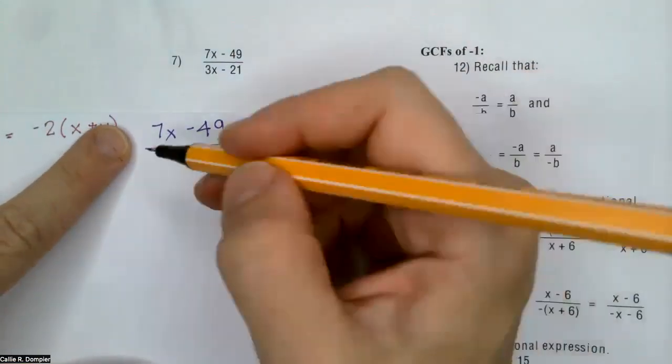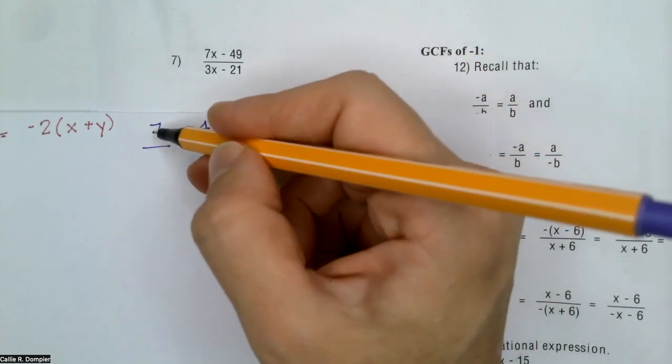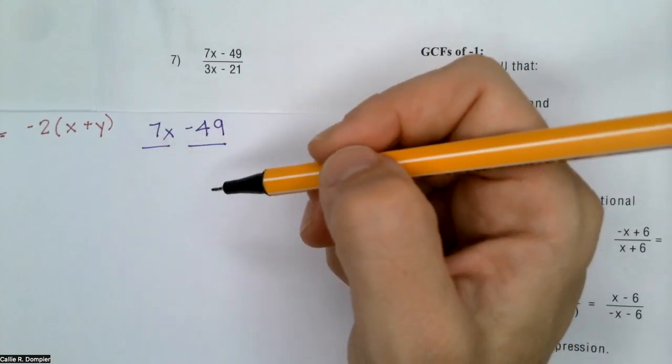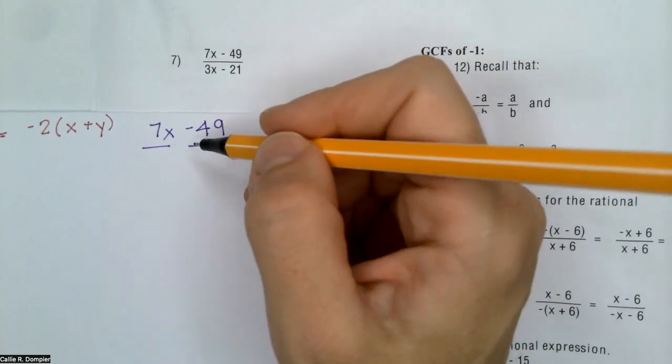My leading term is positive, so I'm going to divide it by a positive, not a negative. We don't care if the second term is negative. We sometimes care if the first term is negative. If you have to pick, keep the second term negative, not the first.